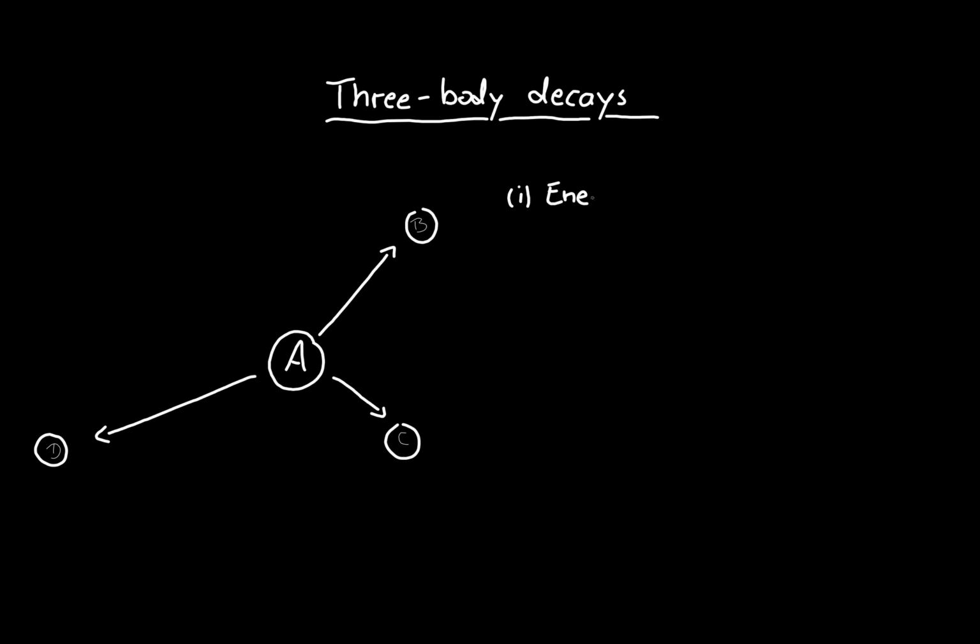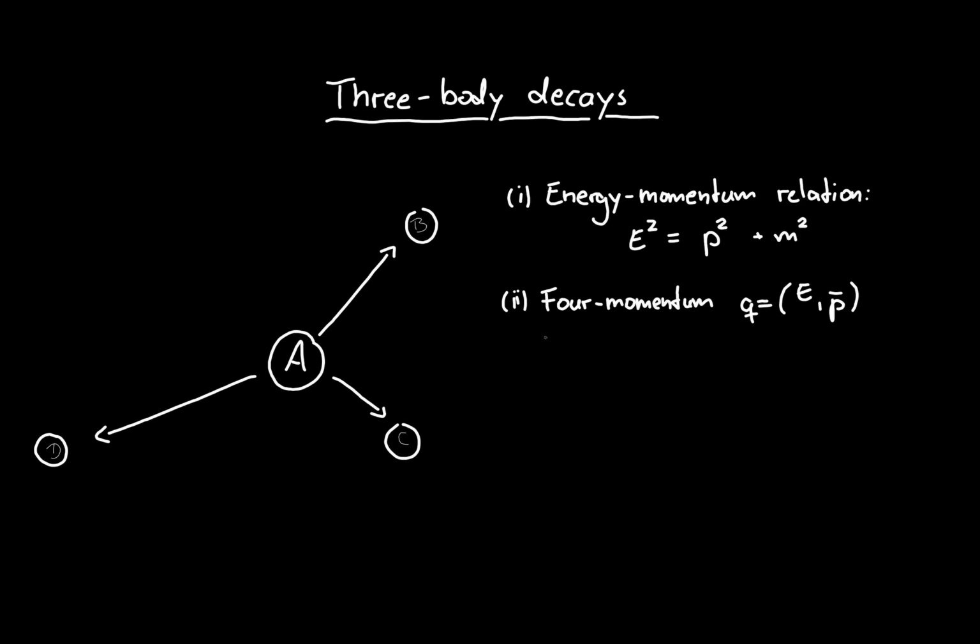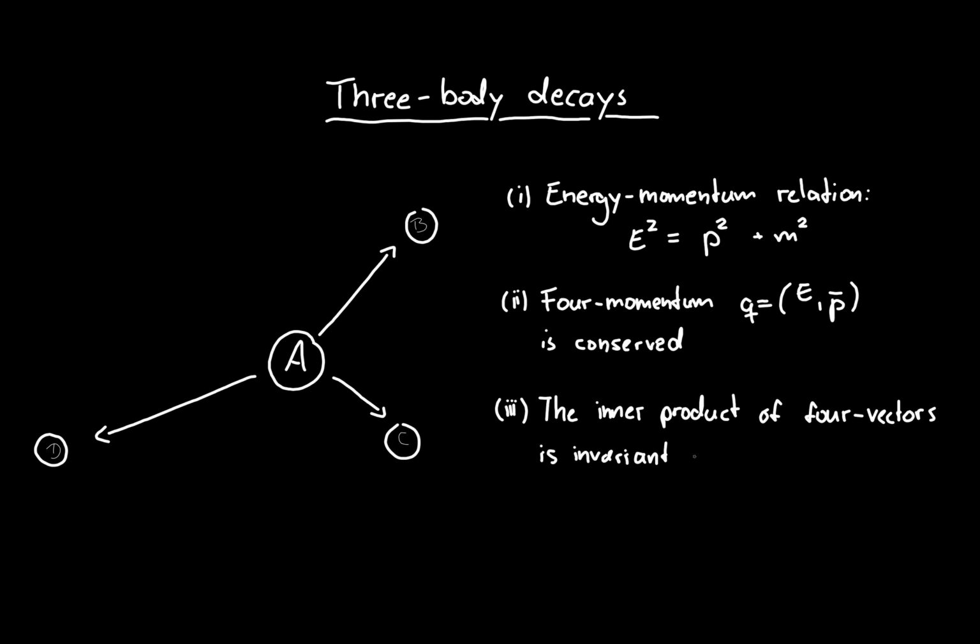Firstly, the energy squared of a particle is equal to its momentum squared plus its mass squared. This is the so-called energy-momentum relation. Secondly, the four-momentum P is conserved. This combines the conservation of energy and the conservation of three-momentum. Thirdly, we know that the inner product of two 4-vectors is invariant under Lorentz transformations.